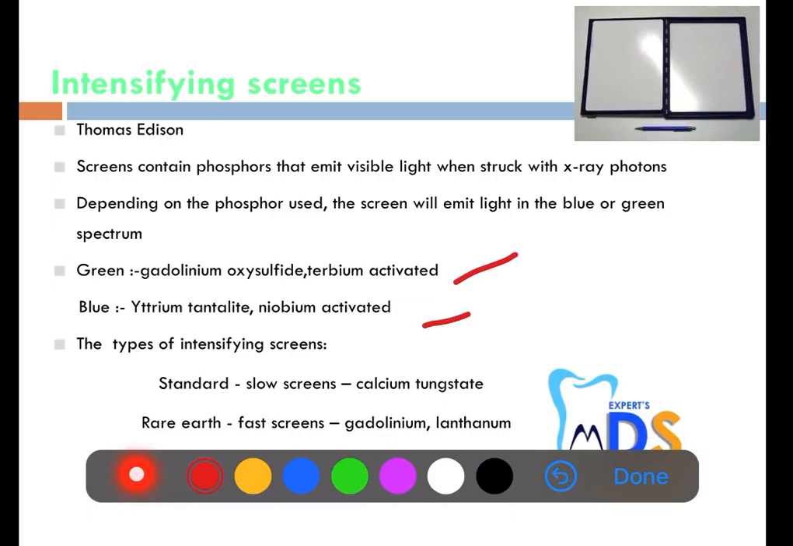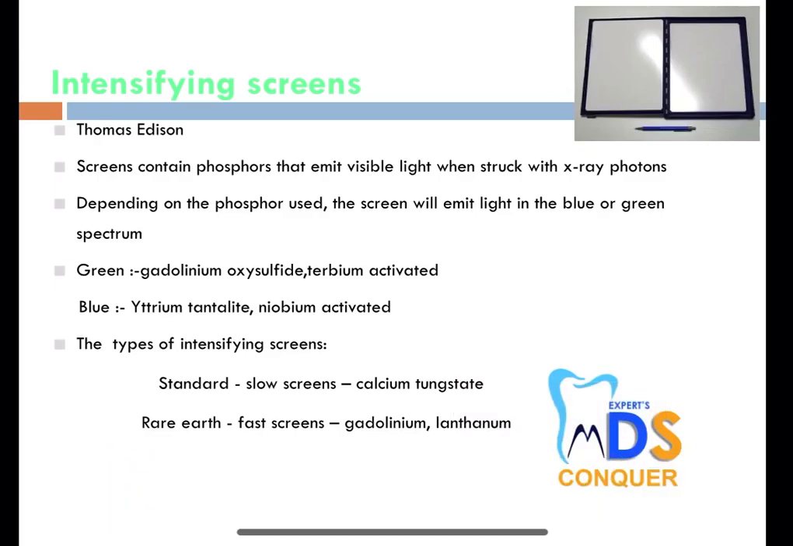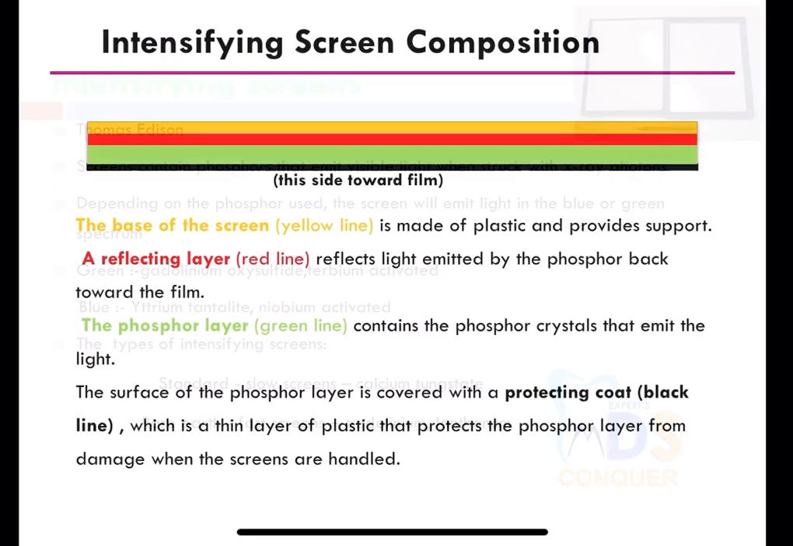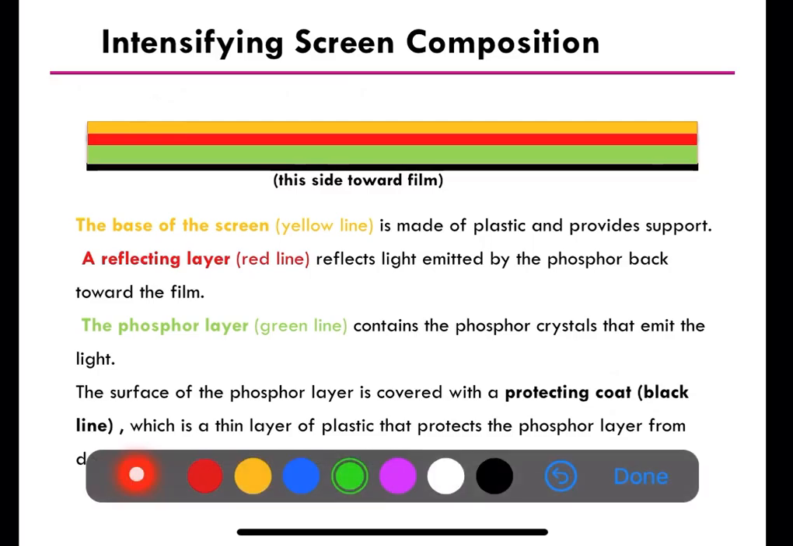Regarding the types of intensifying screens, the slow screens are made up of calcium tungstate, and the rare earth screens are the faster screens, which are made up of gadolinium or lanthanum. Just have an idea of that, I have posted it here. The main important thing is the composition of the intensifying screens. As I said, they consist of phosphors which emit visible light whenever they are struck with the X-ray photon. All this is related to extraoral radiography. Intensifying screens are used with the image receptors when extraoral radiographs are being taken.